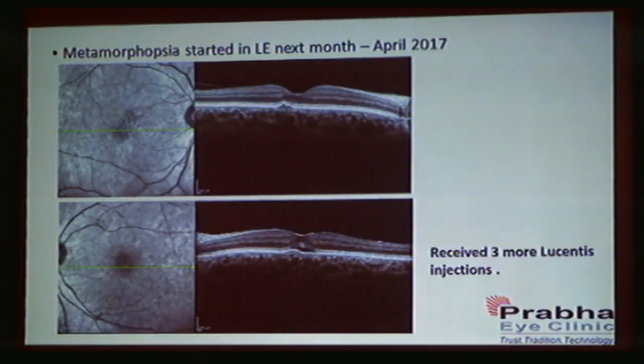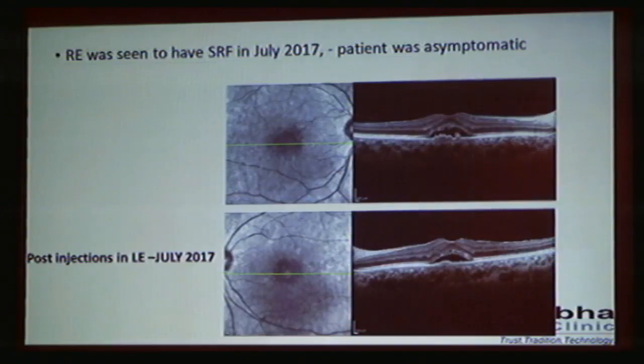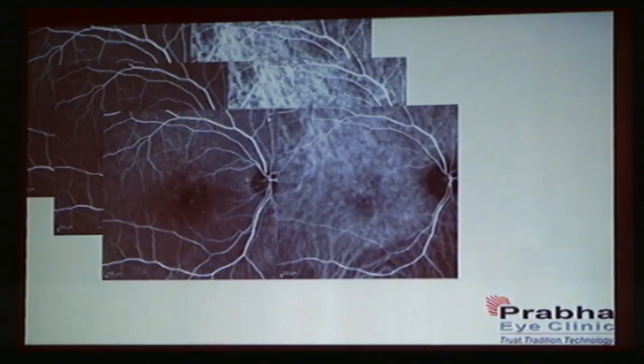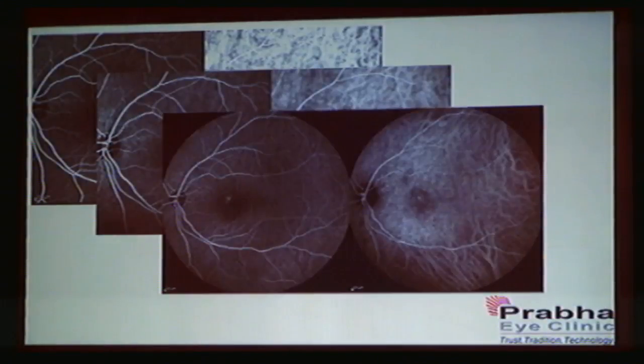In the left eye, the metamorphopsia started again in April 2017 with SRF, and she received 3 more Lucentis. By July, she had received 3 Lucentis in the right eye and in the left eye, but the fluid started coming again in the right eye. So we thought of doing an FFA ICG, which showed PCV. Her FA ICG in July showed a few branching vascular networks and polyps in the right eye, and her left eye also showed BVN and polyps.